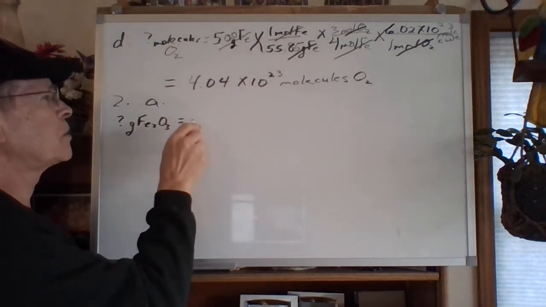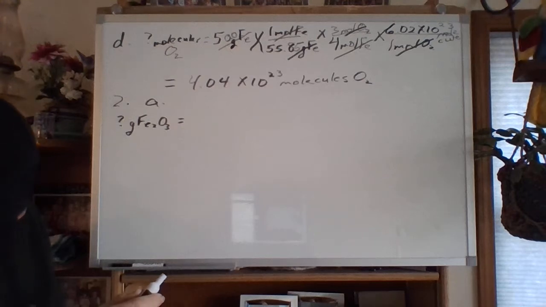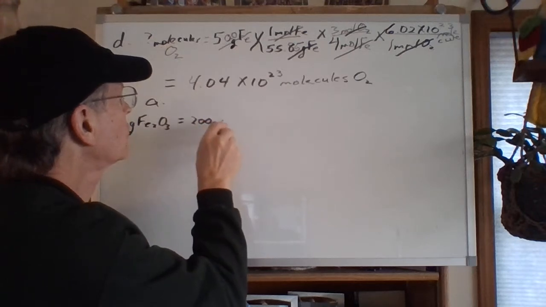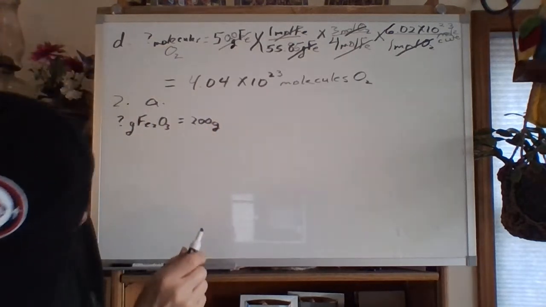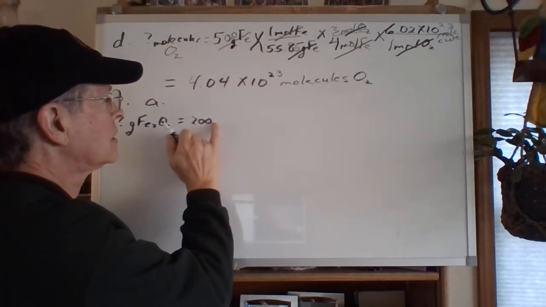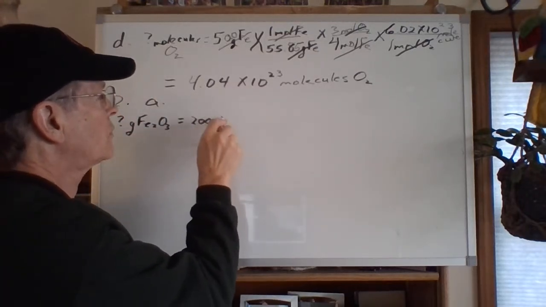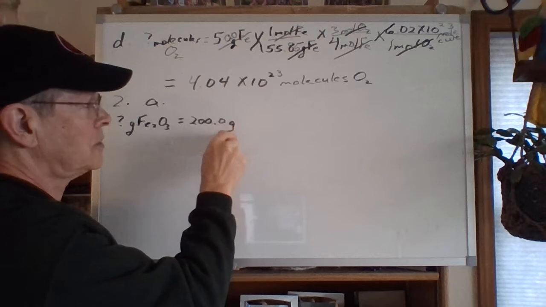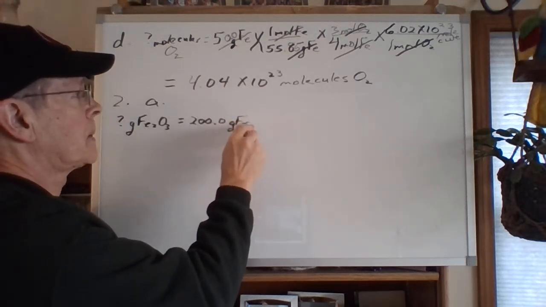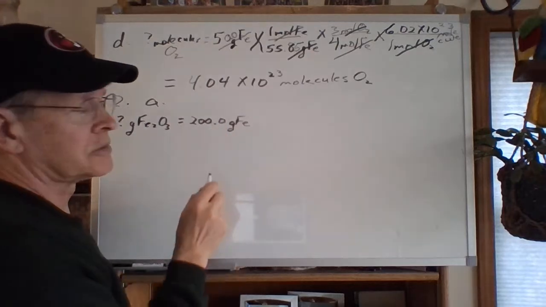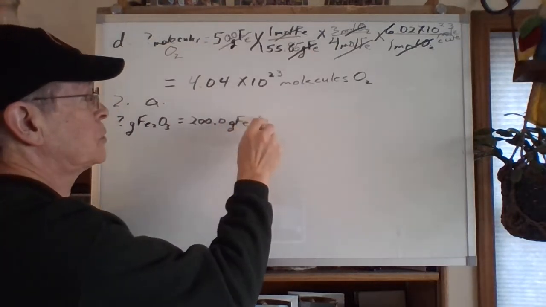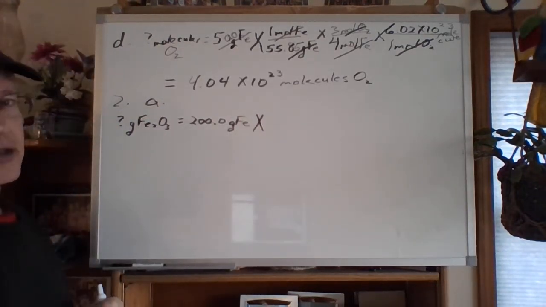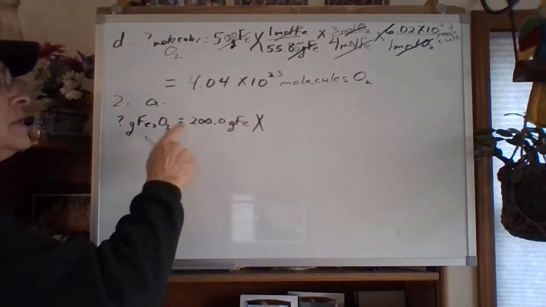How many grams of iron 3 oxide would be made from 200 grams of iron? 200.0 grams. I don't know why, that's another bad habit I have. Because if they give us 0.0, that means that they have actually measured this. So it's part of the number of significant figures. 200.0 is different than 200. That's 4 significant figures. So we want to know how many grams of iron 3 oxide would be made from 200 grams of iron.